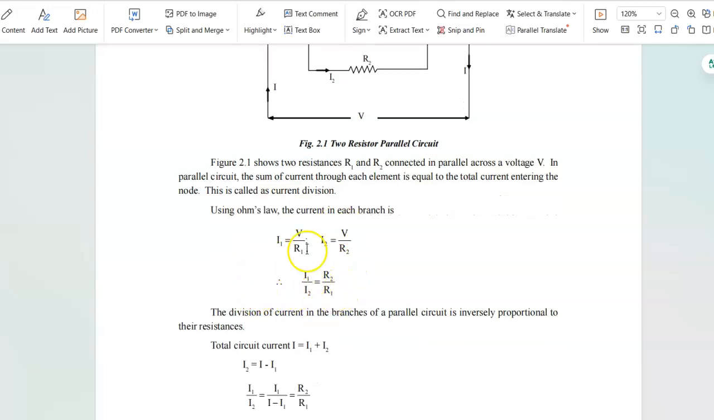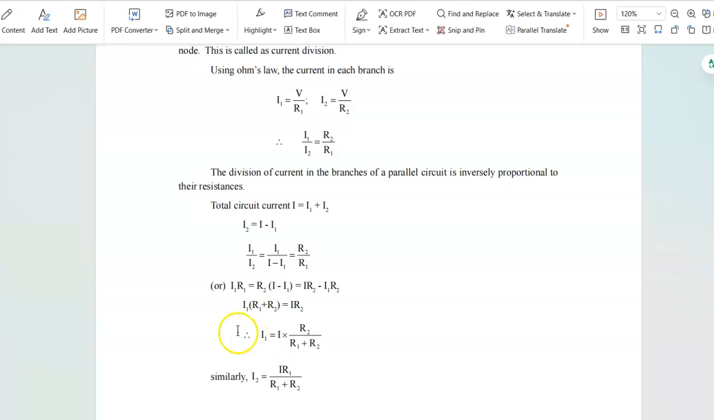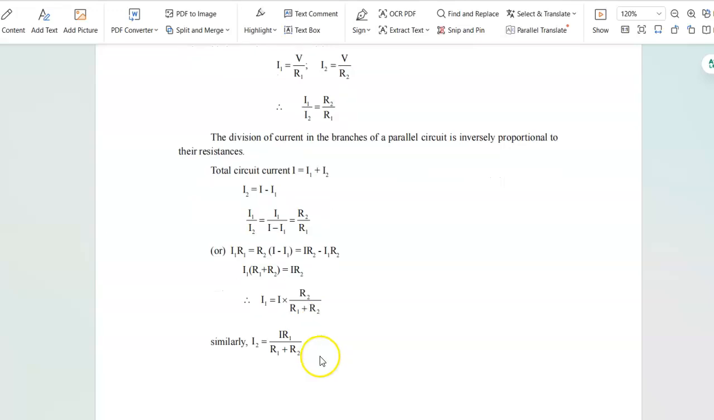So now if we calculate a ratio, I1 by I2 is equal to R2 by R1. The total current in the circuit I is equal to I1 plus I2, and I2 is equal to I minus I1. So if we substitute in this ratio, we will get finally I1 is equal to I into R2 by R1 plus R2. So in current division rule, we can calculate the current flowing through each element.